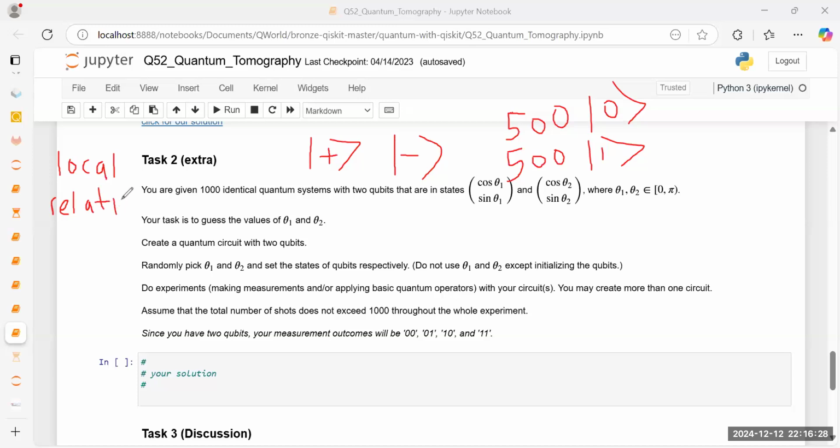So for these two states, because the phase difference is local, we can successfully differentiate them. But if we had the plus state and the minus plus state, for example, these two states are different by some global phase. And if we were to apply some operator before we measure, we won't successfully be able to differentiate these states.